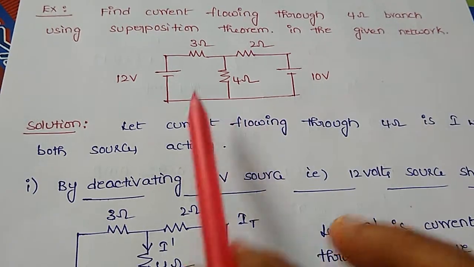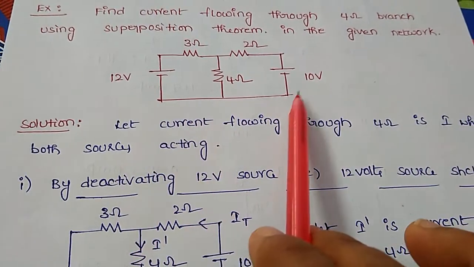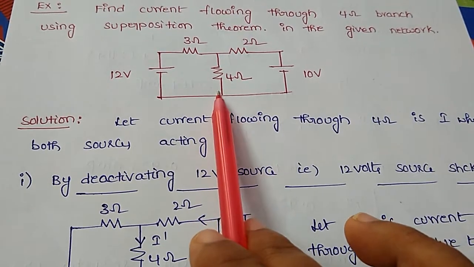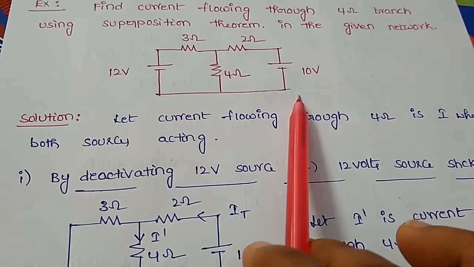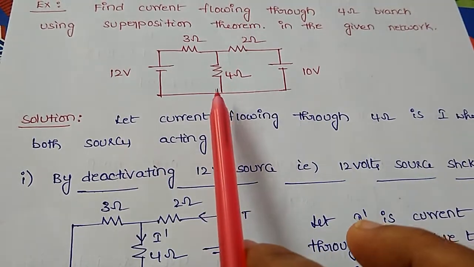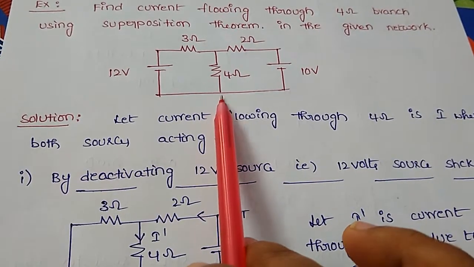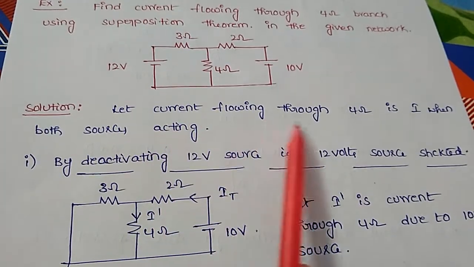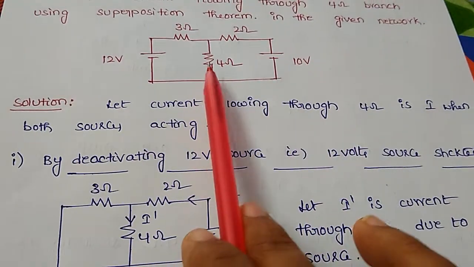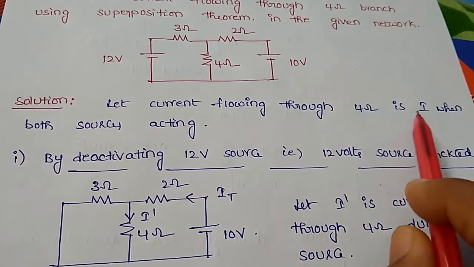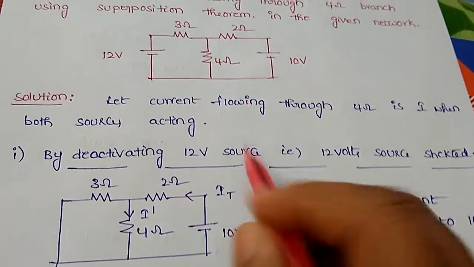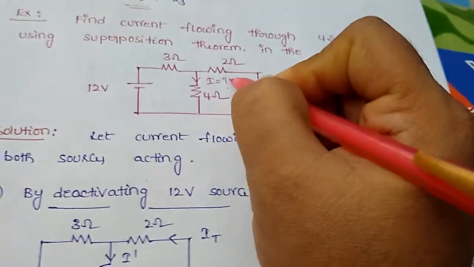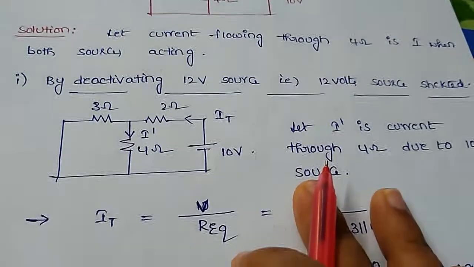So for that, instead of considering two sources at a time to calculate the current through 4 ohms, I am applying superposition theorem to find the individual responses, and then later we can sum up the two individual responses to calculate the total response. Let I be the current flowing through the 4 ohms branch when both sources are acting.